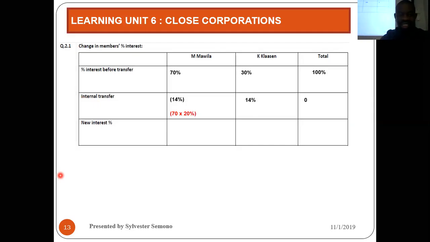And what is the new interest? 56. Okay. And then the other one, 44. You know how we found it? Because we took this one, we gave this one. So their new interest is how much? 56, and the other one is 44. And it must add to what? 100. That's how we calculate the new percentage interest under the internal transfer. So we answered.